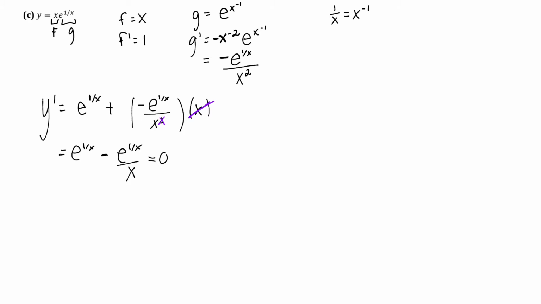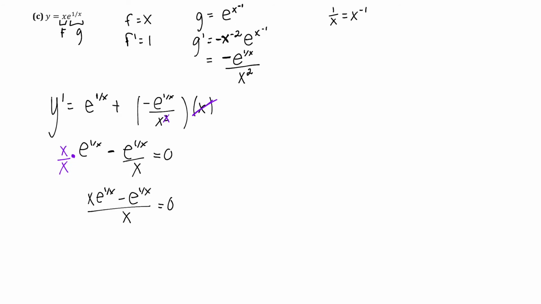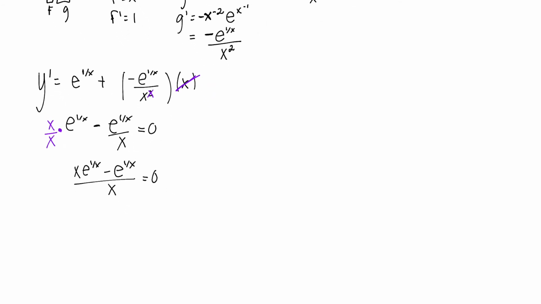setting this equal to 0. We want to make a common denominator here, so we can make it one fraction. So that common denominator is going to be x. So we have x e to the 1 over x minus e to the 1 over x, all over x is equal to 0. We can factor an e to the 1 over x out, and you're left with x minus 1.